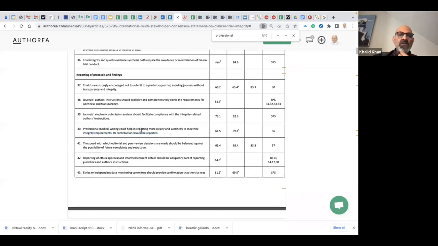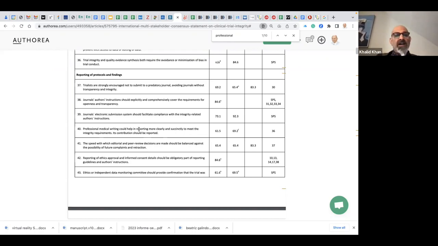Professional medical writing could help in reporting more clearly and succinctly to meet the integrity requirement, and its contribution should be reported. So look, here it's a controversial statement because it has not reached a very high level of agreement. And the last column, number 36, provides the reference source from which this statement is generated. The statement is potentially highlighting that clinical trialists should use professional writing companies.